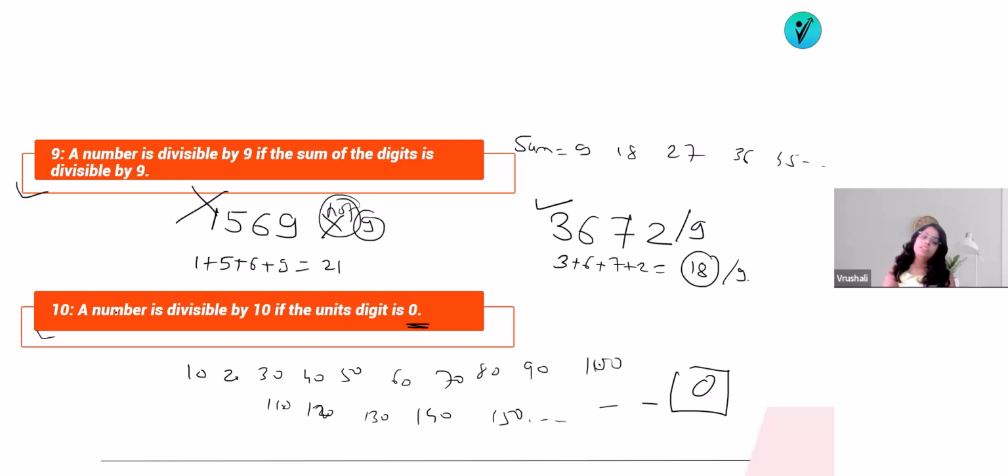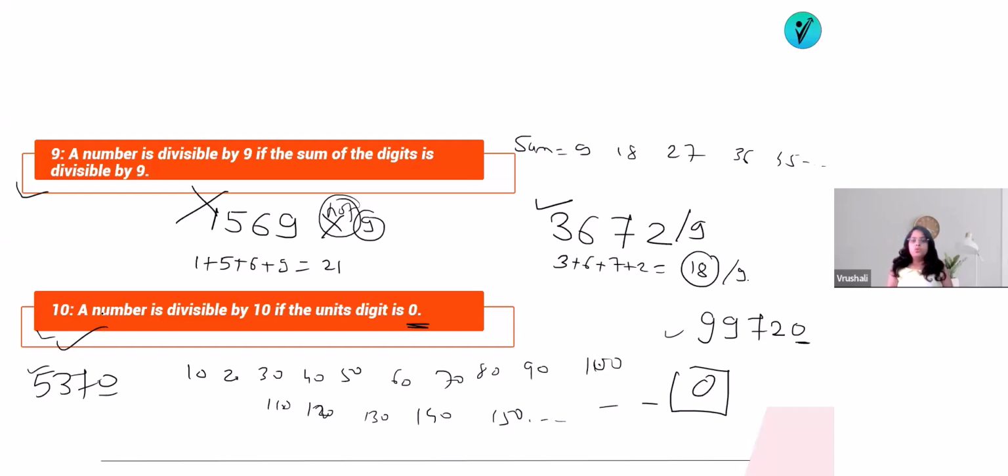If the unit digit is 0, then the number will be divisible by 10. You can take any number. If I took 5370, the unit digit is 0. If I took, suppose, 99,720, the unit digit is 0. So all these numbers will be divisible by 10.